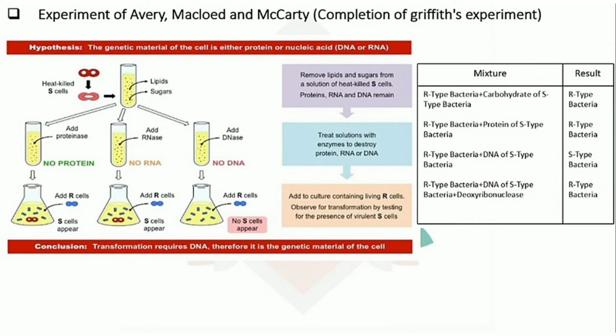And in the last and fourth set, they used R-type bacteria plus DNA of S-type bacteria plus deoxyribonuclease. Basically, deoxyribonuclease cleaves the DNA. So, as the DNA is cleaved, this time it resulted in R-type bacteria instead of S-type bacteria, as there was no intact DNA in the solution. So, what did they conclude? They concluded that transformation requires DNA, hence the genetic material of the cell is DNA. So, this is how they completed Griffith's experiment.